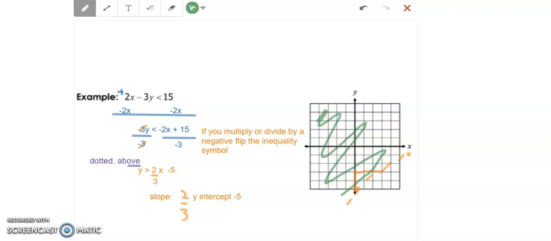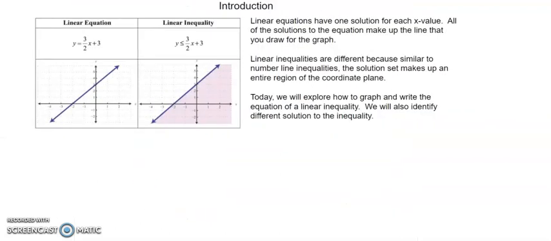Alright guys, let's look at slide number 5. So slide number 5 is an introduction. We know that if we have y equals 3/2 x plus 3, my y-intercept would be 3, and then my slope would be up 3 to the right 2, and I would just draw a straight line. But with a linear inequality, I also have to shade, and I have to look at the inequality symbol. It's equal to, so that means I'm going to have a straight line, and then y is less than, so I'm going to shade below.